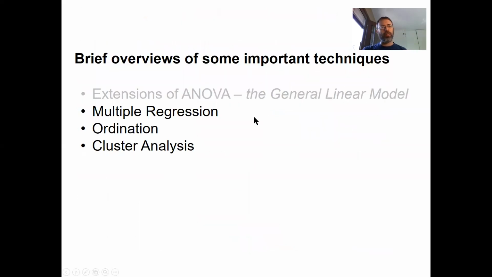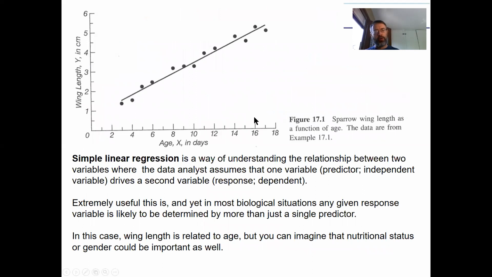Now, multiple regression. Simple linear regression is a way of understanding the relationship between two variables, where the data analyst assumes that one variable, the predictor or independent variable, drives the second variable, which is the response, also called dependent. Extremely useful this is, yet in most biological systems, any given response variable is likely to be determined by more than one predictor.